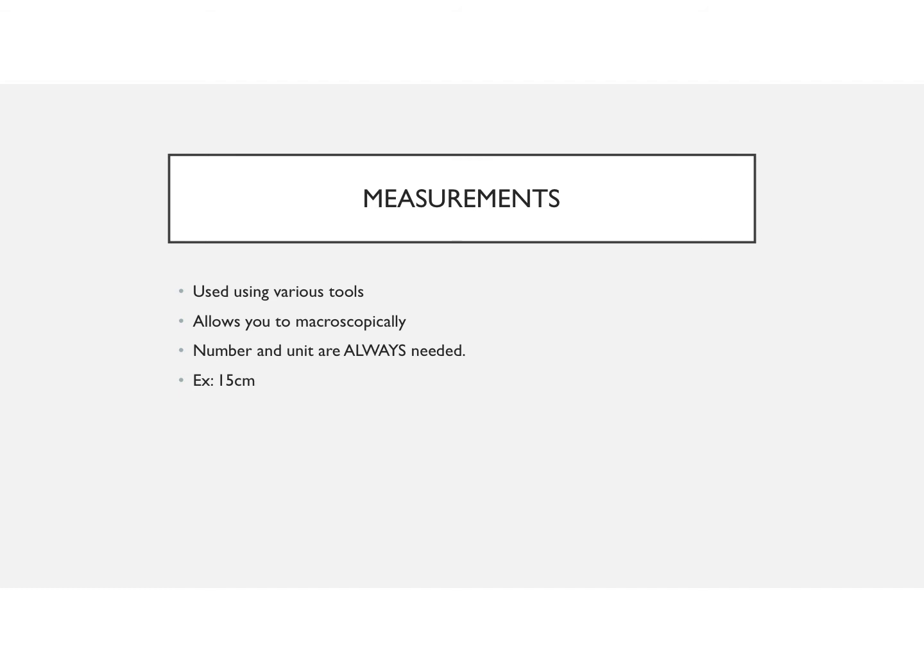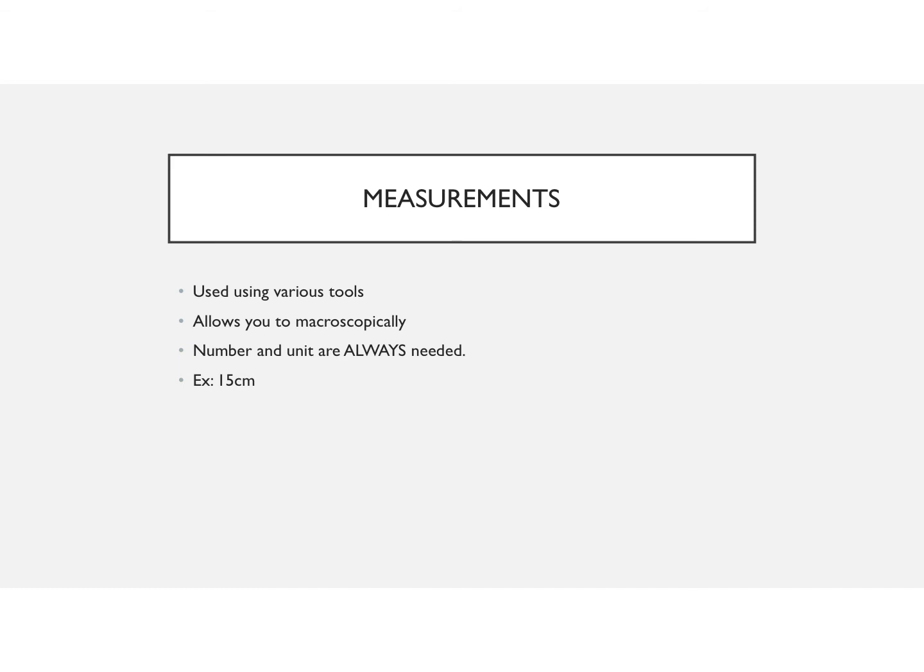Now, what I want to make very clear with measurements is the fact that you have to use some type of tool to actually measure something. And you have to have more than just a number to actually measure something. So, for example, if I say the number 12, you don't know what I'm talking about. I could be talking about 12 inches, 12 centimeters, 12 yards, 12 miles, 12 kilometers. You have no idea. So until I put a unit to something, you really don't know what I'm talking about.